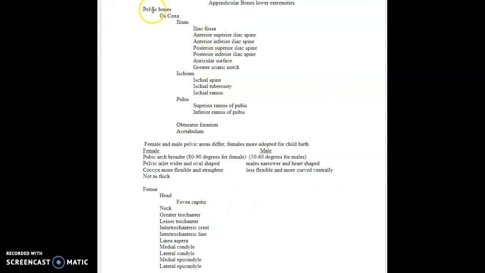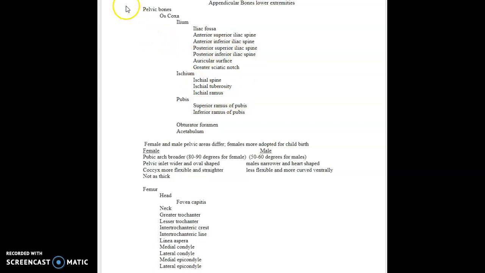We move to the pelvic area. You're used to seeing what's called the pelvic girdle, which would include the sacrum and the coccyx. But now we're talking about the actual bones that attach to the sacrum and coccyx. And we have what's called the os coxa bone, which is literally made up of 3 fused areas, the ilium, the ischium, and the pubis. They literally are 3 different bones, and they have their own parts.